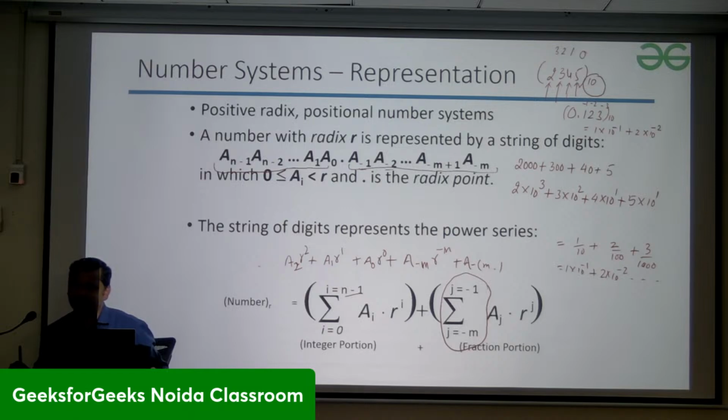-1 or +1? +1, because every time whenever we add, it is going to reach 0. Okay, so it is minus m plus 1, r to the power minus m plus 1, and so on to a to the power -1, r to the power -1. Okay, so this is the generic representation of any number in base r.